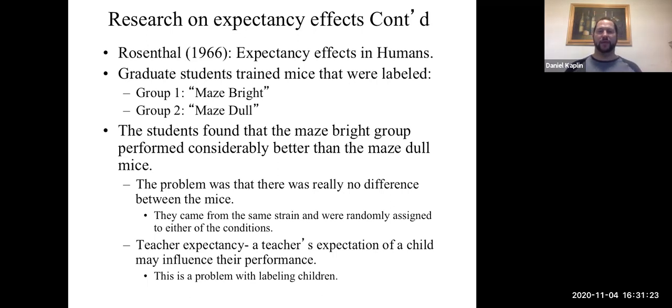Now, what did he find? His graduate students reported that the mice who were considered maze bright solved the maze much quicker than the maze dull mice. Except there was only one problem. Rosenthal took these mice from the same litter. There was nothing more intelligent about one group of the mice over the other. But merely by putting a label on the mice, the graduate students treated the maze bright mice preferentially over the maze dull mice. How could that happen? It could be either that they artificially manufactured the time of completion, or they might have stopped the clock prematurely, thinking that the maze bright mice had solved the puzzle.